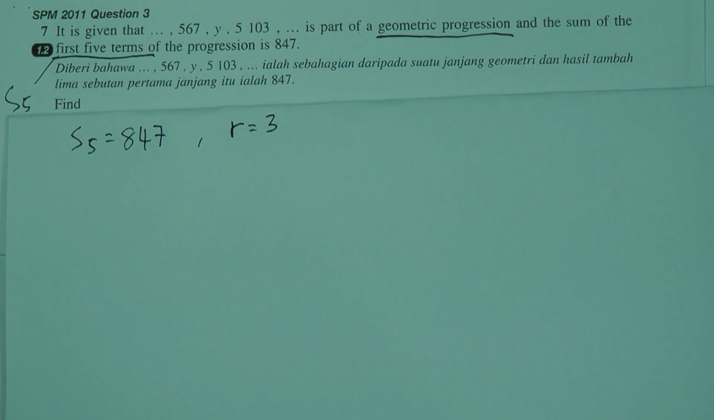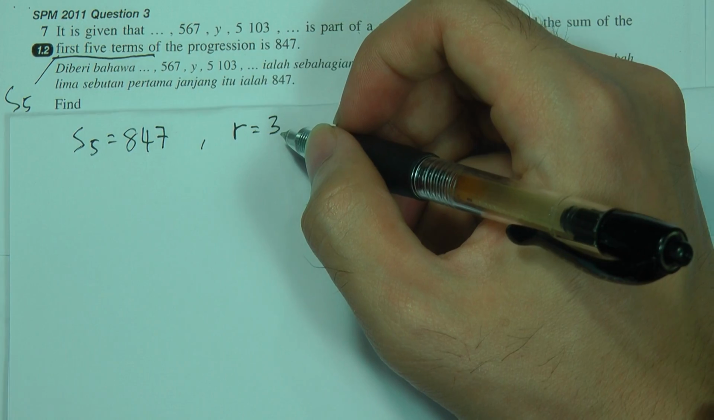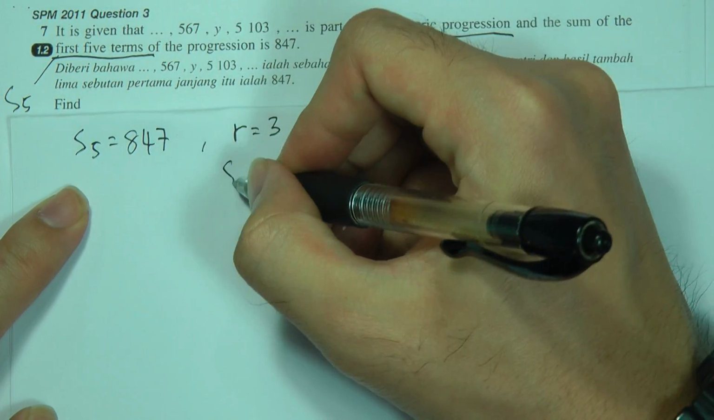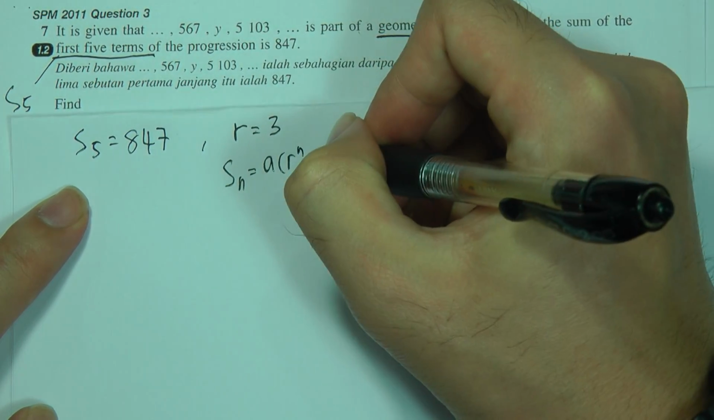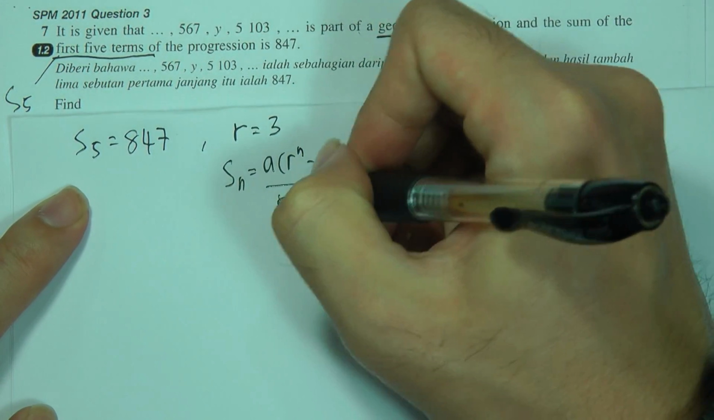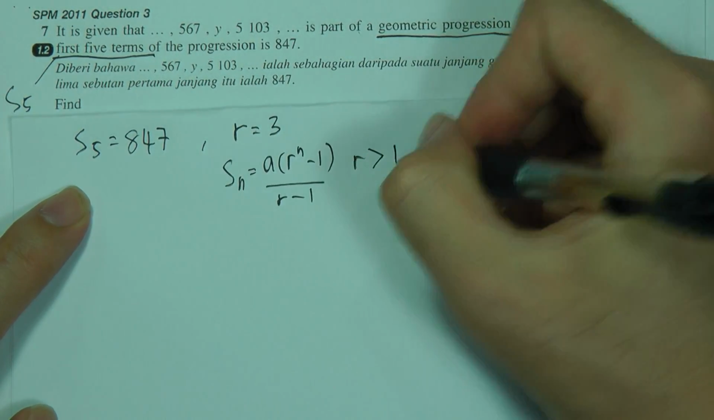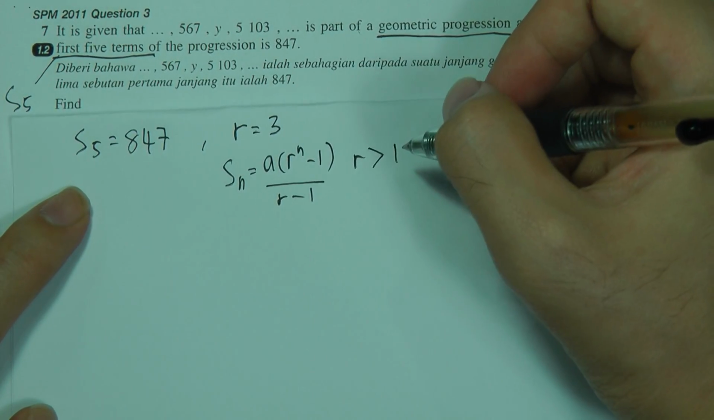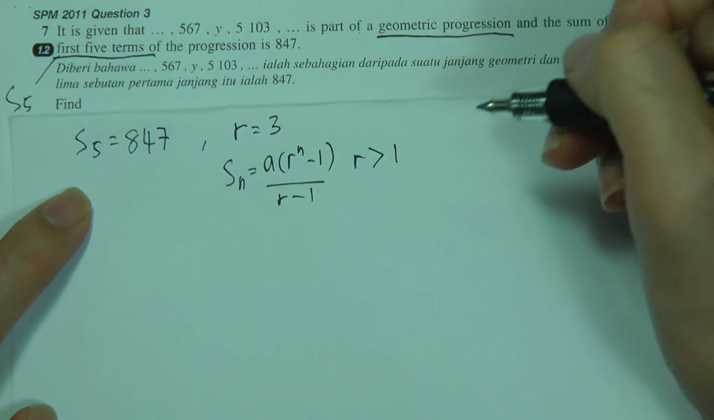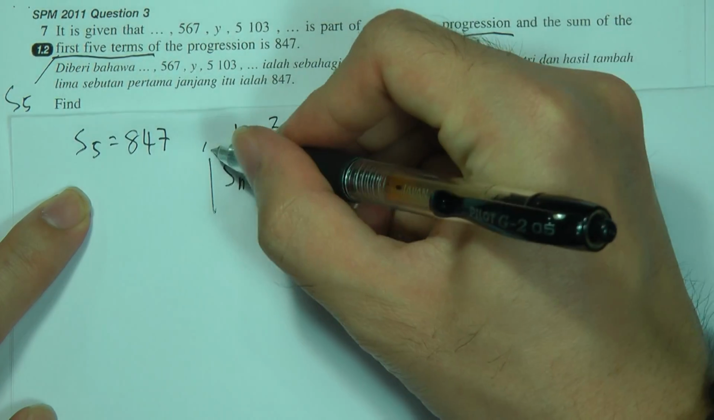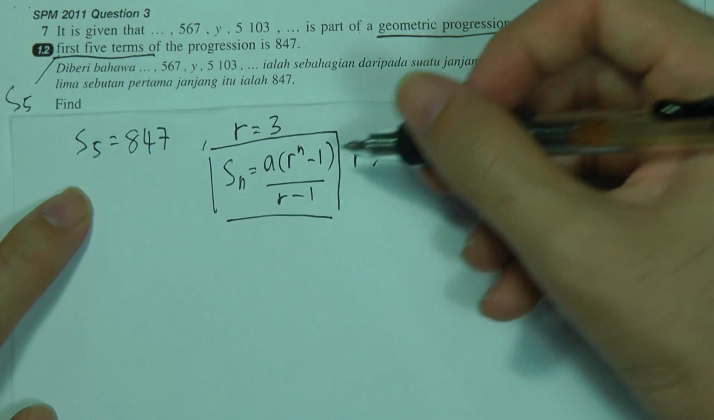Okay, so when R is bigger than 1, you should use this one: Sn will equal a(R^n minus 1) divided by (R minus 1). When R is smaller than 1, you should use the other one, (1 minus R^n) divided by (1 minus R). But here R is bigger than 1, so make sure you use this formula.